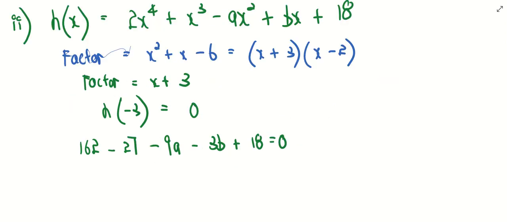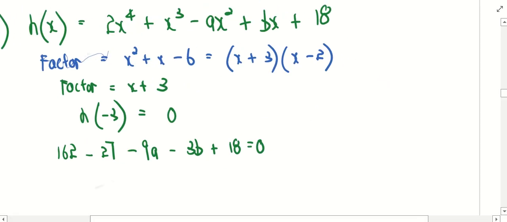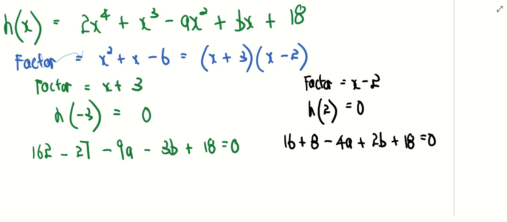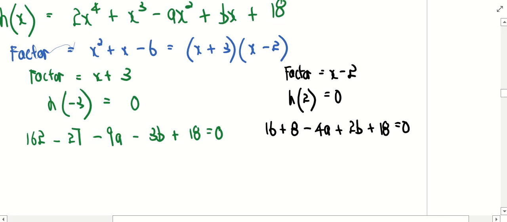Oh, but that is not the only factor. I have another factor. I got a bit of space. Let me do it on the right hand side. Let me use x minus 2 as the other factor now. Notice you have two sets of equations. There are two unknowns a and b. So our job is very simple. Just simplify the two equations, solve for simultaneous equation.